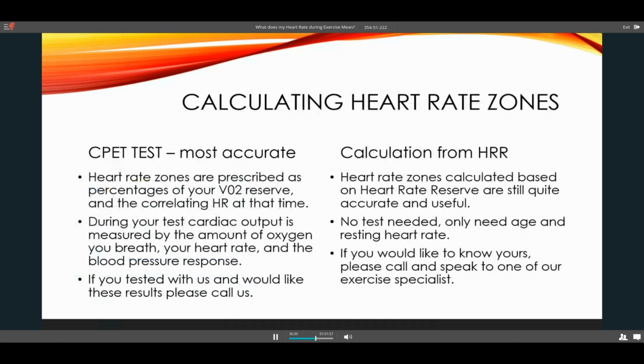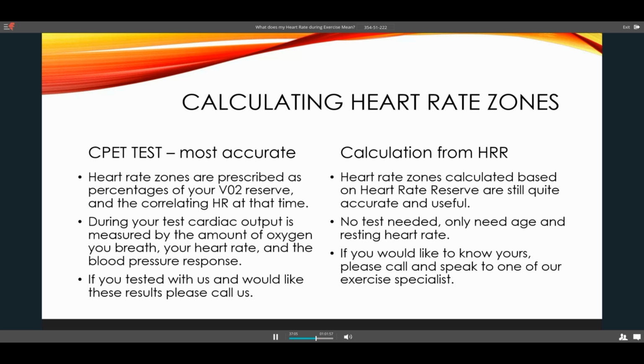So calculating heart rate zones, there's certainly a couple ways to do that. Like I mentioned, we use the CPET test, which is the most accurate. It gives us heart rate zones that are prescribed as percentages of your VO2 reserve and the correlating heart rate at that time. So during your test, your cardiac output is measured by the amount of oxygen you breathe, your heart rate, and the blood pressure response, which is measured every couple of minutes. If you tested with us and you would like to know those results, please give us a call. We'd be more than happy to go over those with you.